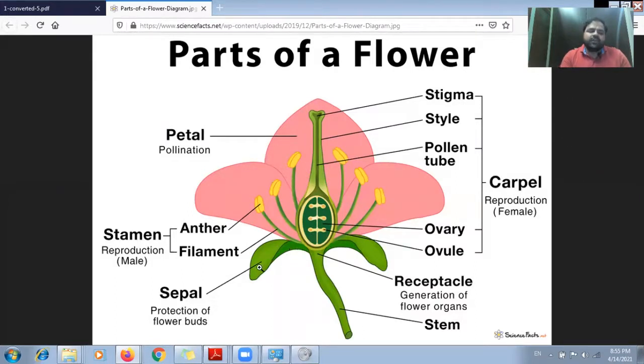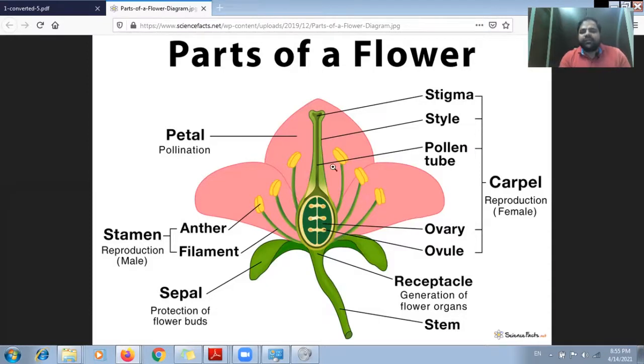Here we can see that this one is the outermost whorl, which is called the sepal, and it has also been written here that it provides protection to the flower bud. The second whorl here is the petal, given in a pink colored structure. It helps in pollination, so pollination has been written here.